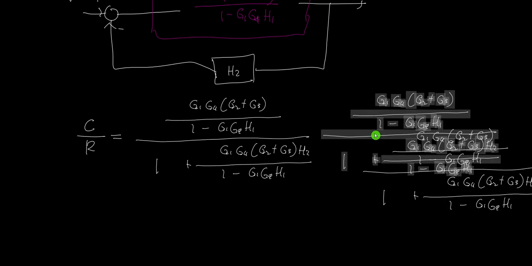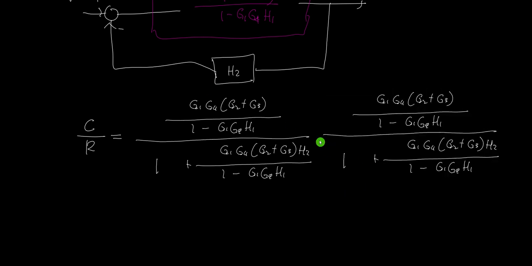Paste. So I'll just change the denominator. So here, I'll just multiply it. The LCD will be 1 minus G1, G4, H1. So I need to put it here: 1 minus G1, G4, H1. Then plus the whole thing, so that we can cancel this out.